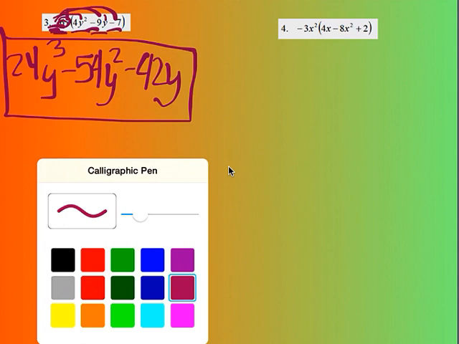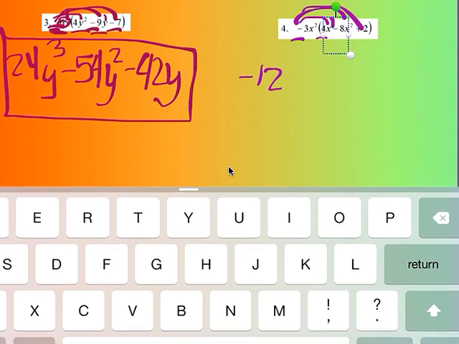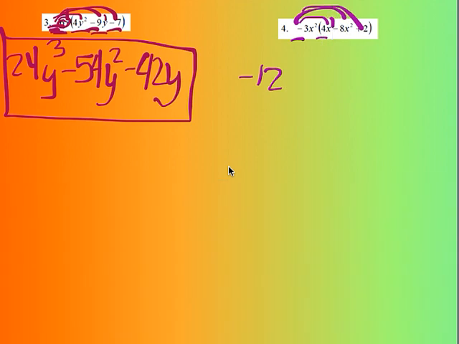So let's take a look now at number 4. For number 4, we're going to distribute in that negative 3x squared. So negative 3 times 4 is going to give me a negative 12. X to the 1st times x squared is going to give me x cubed.